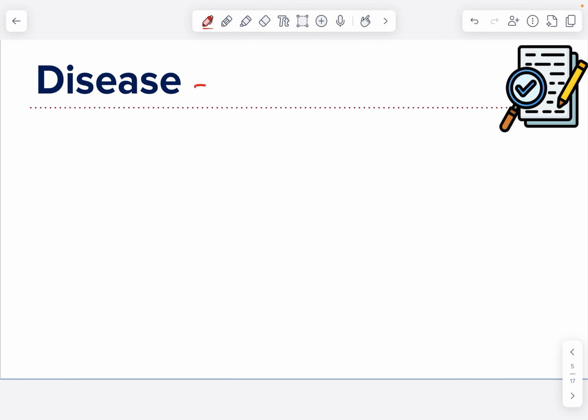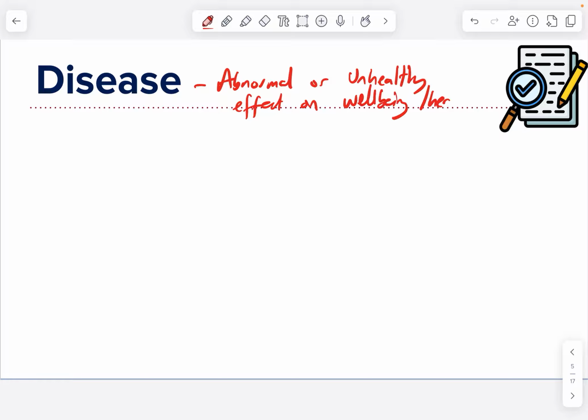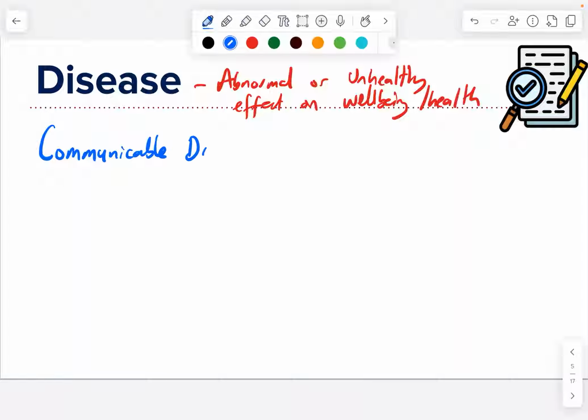So a disease can be defined as an abnormal or unhealthy effect on your well-being, your physical or mental health. In particular, this part of the specification is focusing on communicable diseases. Two key parts. First of all, these are diseases that can be spread by pathogens.